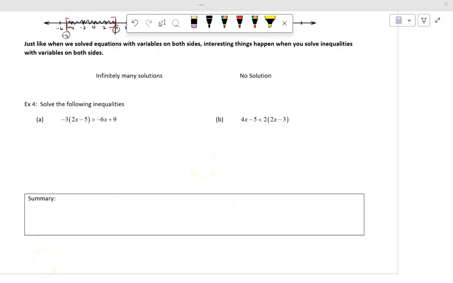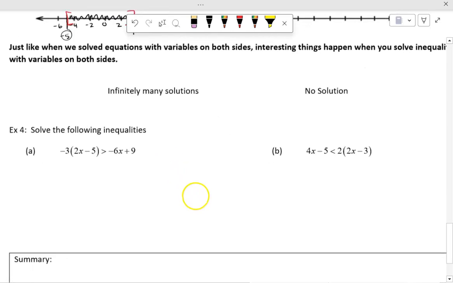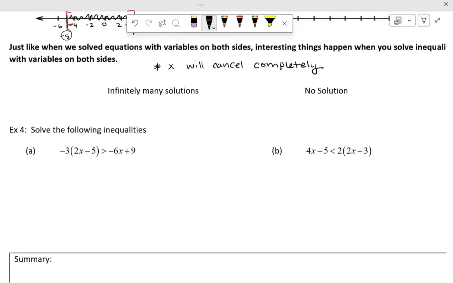The very last example is going to be pretty quick because what happens in the last example is we're going to do the same steps, but you're going to notice that x or whatever variable you use will cancel completely on both sides and you won't have a variable anymore. When that happens, which is rare, but sometimes it happens, you are going to have one of two options. You will either have infinitely many solutions or no solution. And let me give you an example of each one.